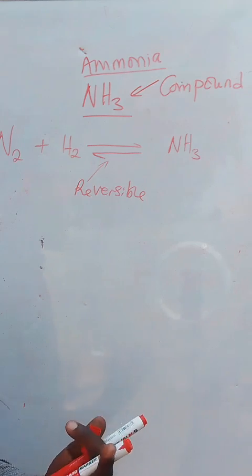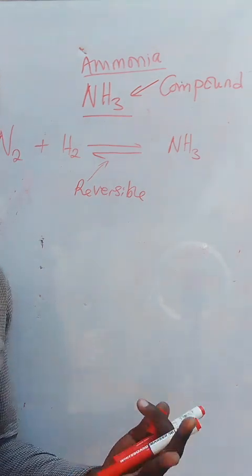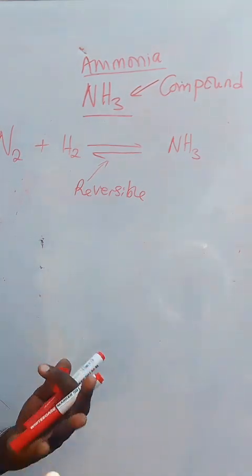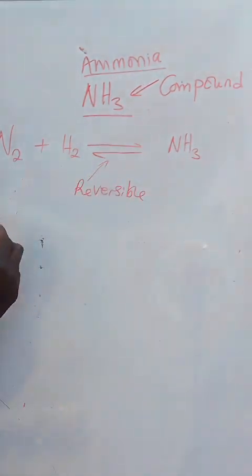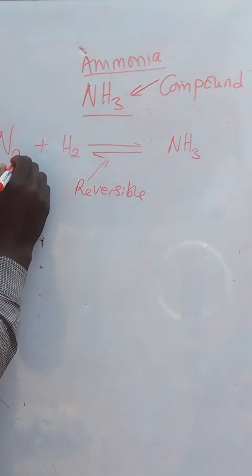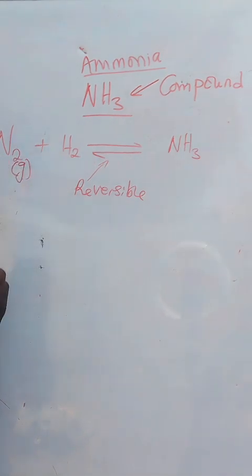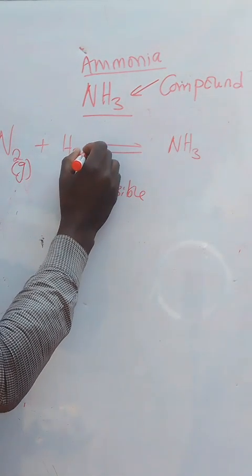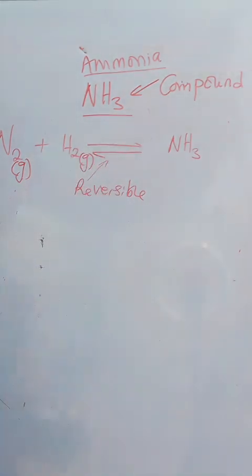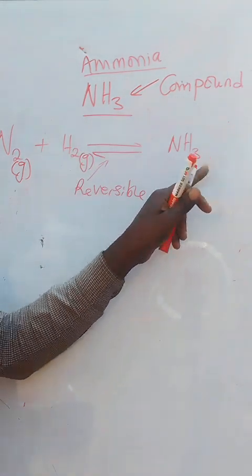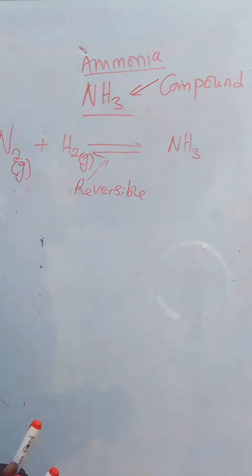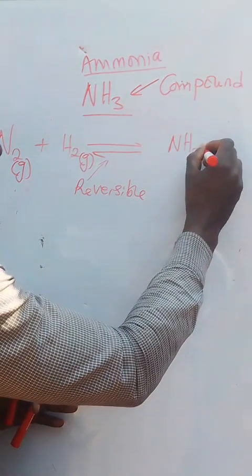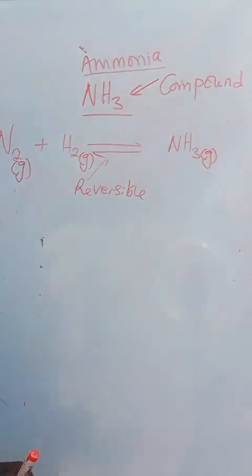Now, just to comment in terms of our chemistry, make sure that whatever you write as a chemical equation or chemical reaction, the compounds and the elements involved are given state symbols. So we know that nitrogen is a gas, and also this is a gas. And ammonia, you must also understand, is the only gas that is soluble in water. So this is also going to be a gas.